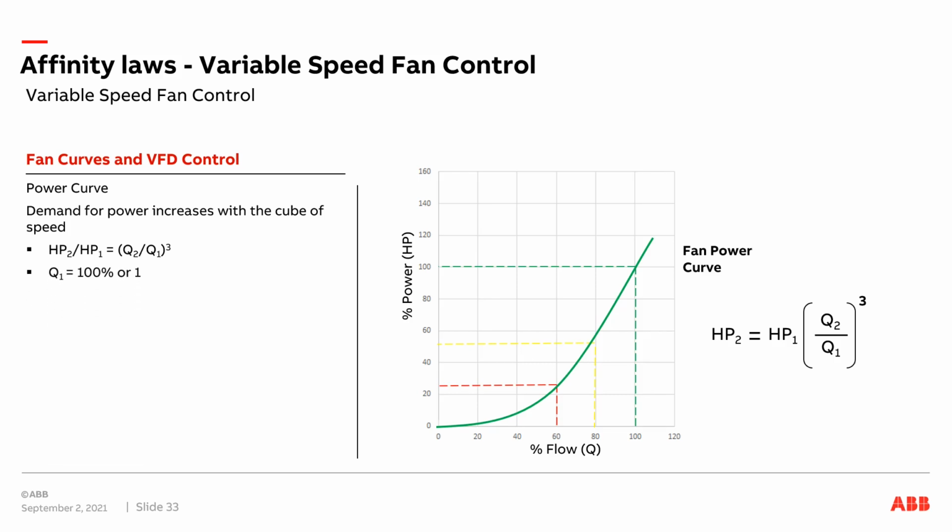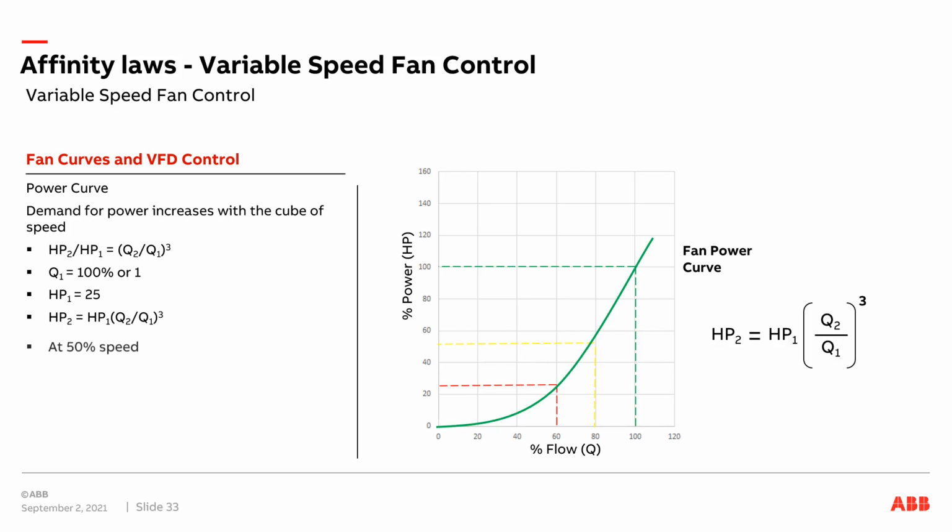So we're going to use Q1 at 100%, or 1. And we have our horsepower for our motor at 25 horsepower. That's horsepower 1. When we solved for horsepower 2, we had horsepower 1 times Q2 over Q1 cubed. Now remember, Q1 is starting at 100%. So Q2, whatever it is, over Q1, Q1 is 1.